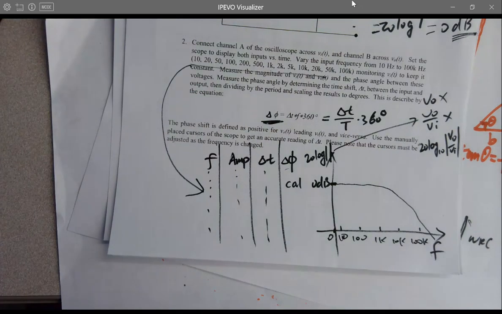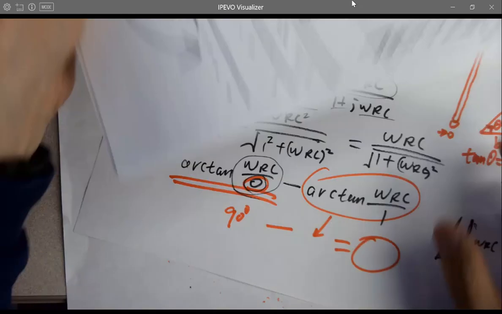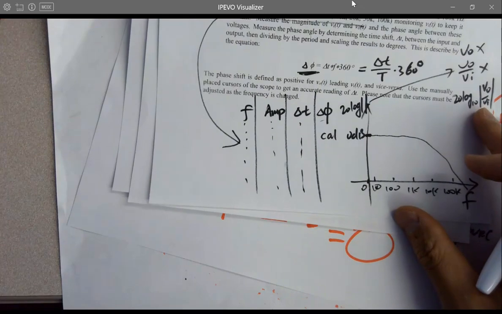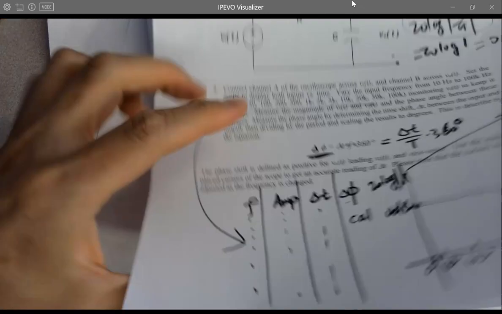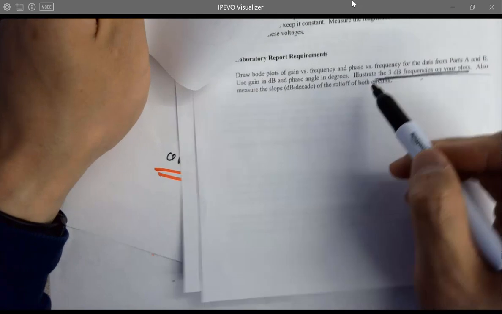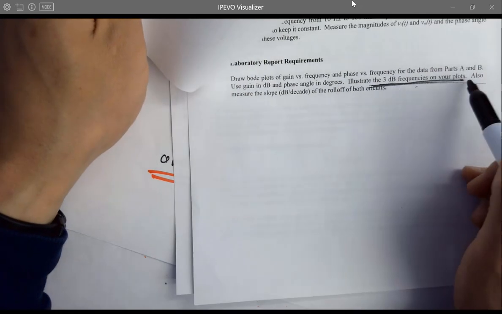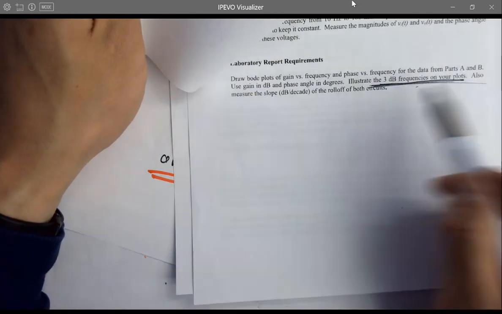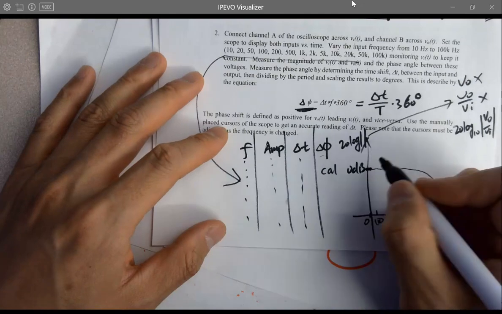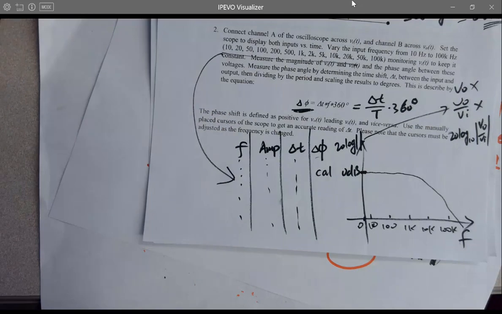Does that make sense? So when can you get the 3 dB frequency? If you look at the instruction, it's asking you to find the 3 dB frequency on the plots. So I have to find 3 dB. How can I get 3 dB? The highest is 0 dB. Where's the 3 dB?